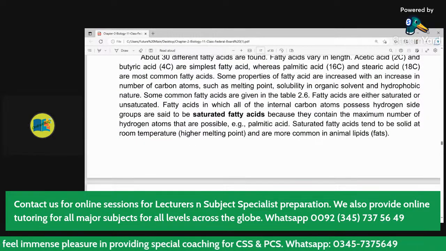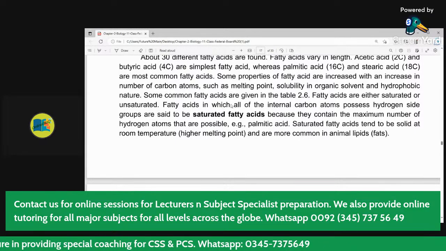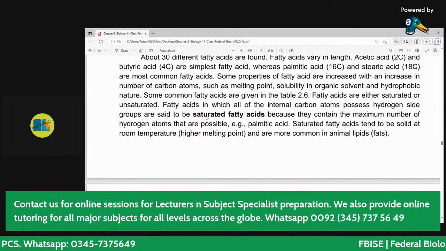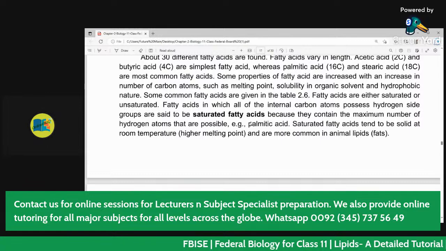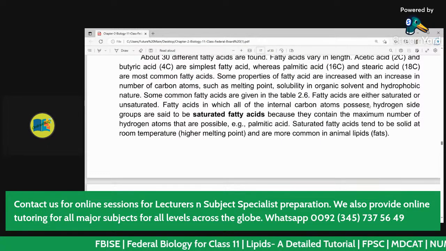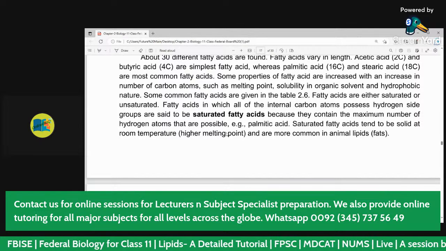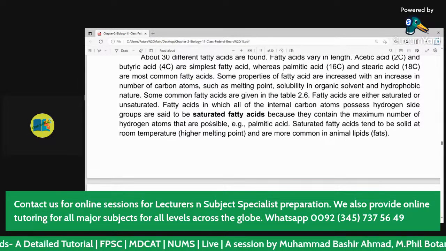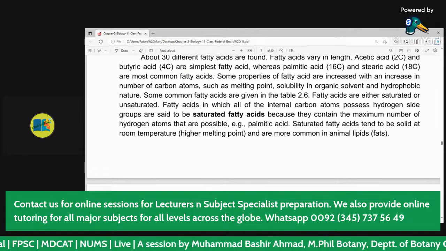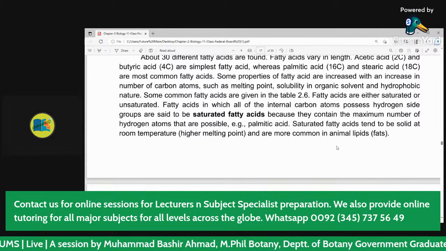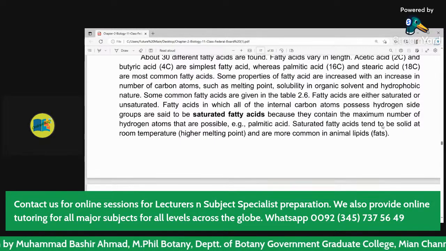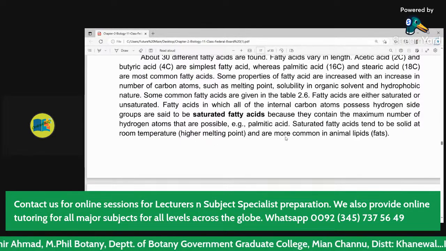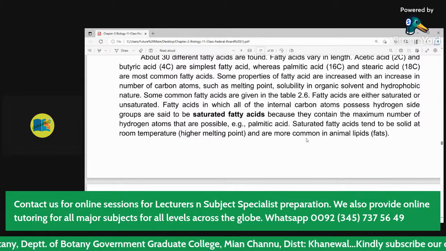Fatty acids are either saturated or unsaturated. Fatty acids in which all of the internal carbon atoms possess hydrogen side groups are said to be saturated fatty acids. All of the internal carbon atoms contain hydrogen groups because they contain the maximum number of hydrogen atoms possible. For example, palmitic acid. Saturated fatty acids tend to be solid at room temperature and are more common in animal lipids.